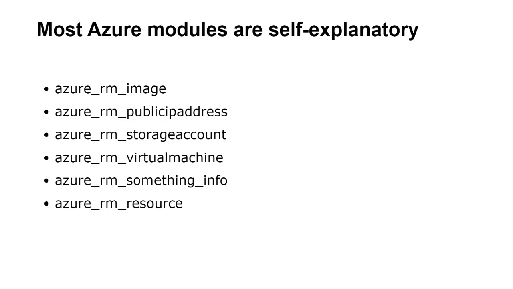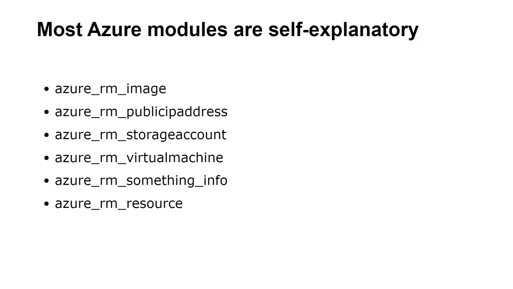There are plenty of other Azure management modules, and they all have descriptive names like azure_rm_image, which lets you add and remove images, azure_rm_publicipaddress, so you can connect to your VM, azure_rm_storageaccount, which handles your files, and of course azure_rm_virtualmachine, which, you guessed it.